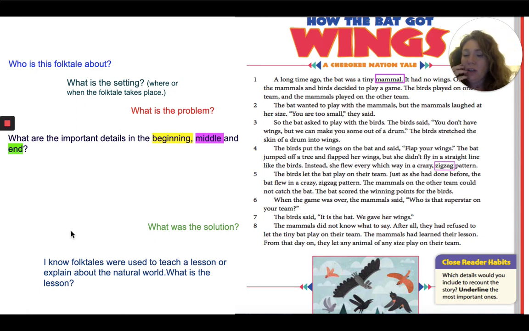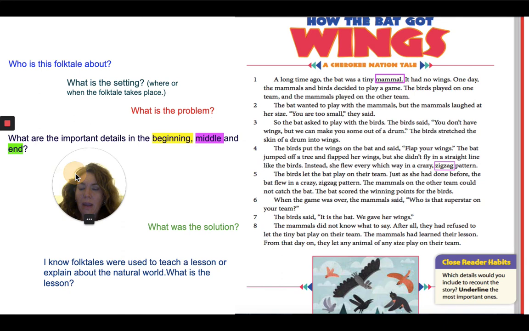And I know folktales were used to teach a lesson or explain something about the natural world. What is that lesson, or what was it? What did it teach me? Okay, I'm going to move my head again so that we can read. You follow along, because remember, you're going to be getting this in your questions next. I'm going to read it one time for you, and then you'll be reading parts of it. I've blocked it into paragraphs for you in the Google document after this. So I'm going to read it once for you.